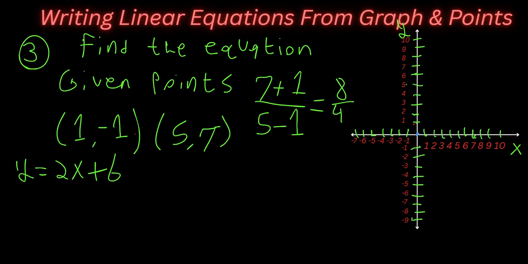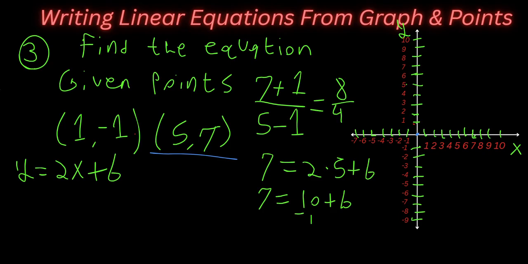Let's plug in some points. This time let's take from this one, just for the fun of it. You could take from either. You could plug these 2 points into this equation and find b. Well, let's take it from this side. It may be a little more complicated, but all's well that ends well. So 7 equals 2 times 5 plus b. So then we get 7 equals 10 plus b. And we subtract 10 from both sides. And we get -3 equals b.